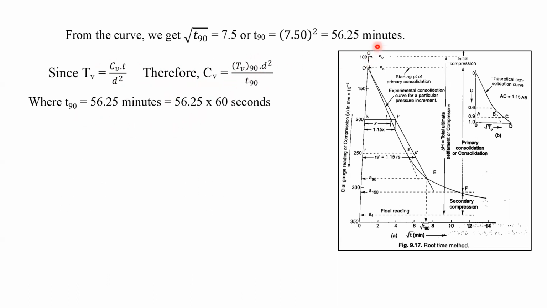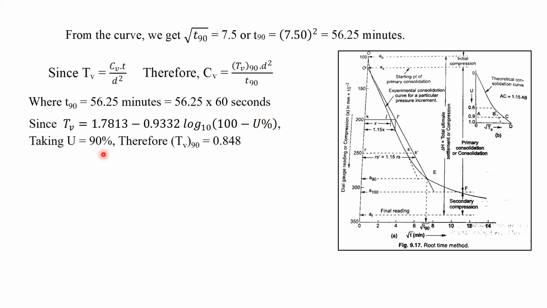So T90 we have already found from this graph, which is 56.25 minutes. We can convert this to seconds. And the time factor we can calculate by using this formula, right? The degree of consolidation will be 90%, so we can put 90 directly here. So TV we can calculate. TV is known and T90 is also known, right? Then we have to know D, the drainage path.